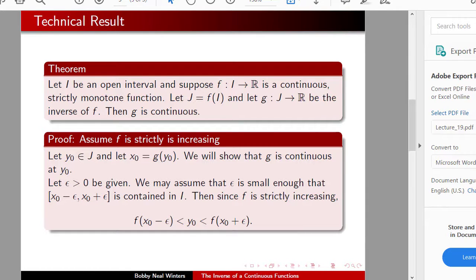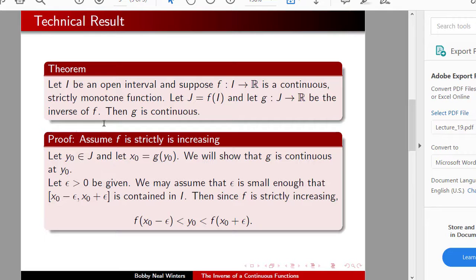Okay. So to simplify this, which is going to be complicated enough, we're just going to work with f as a strictly increasing function. All the techniques will go over to f a strictly decreasing function as well. I'm going to start out again.